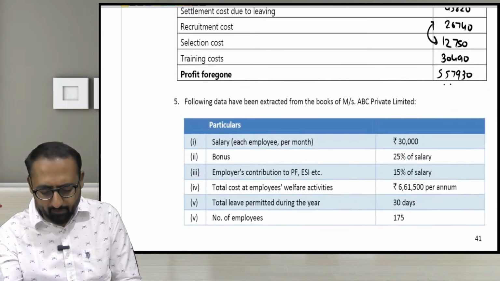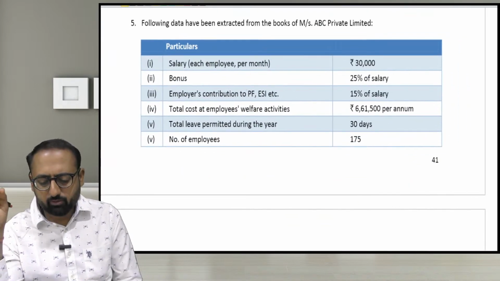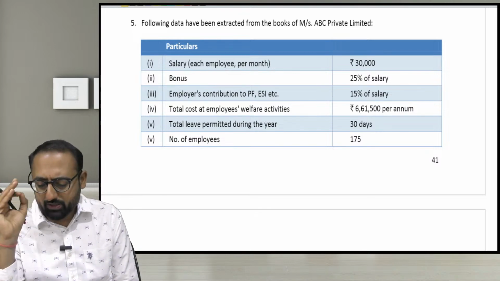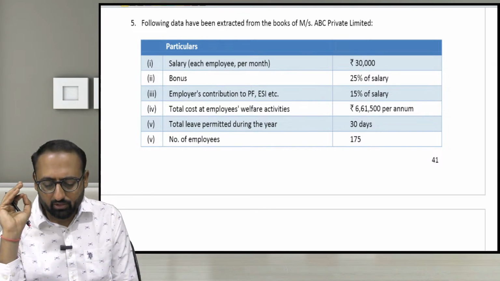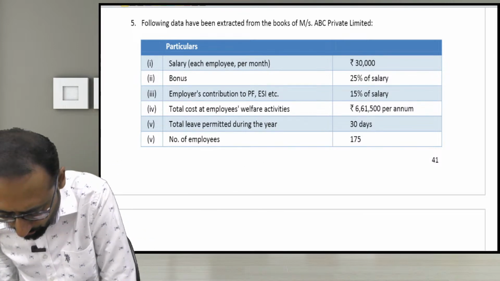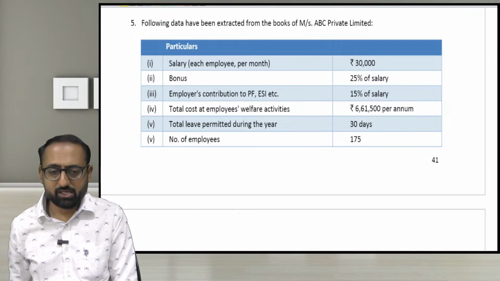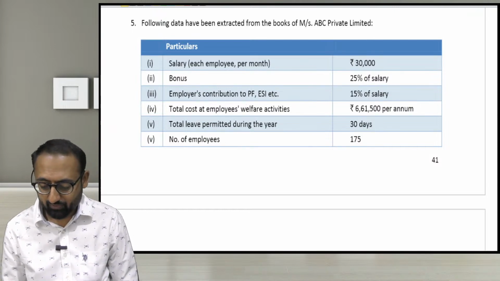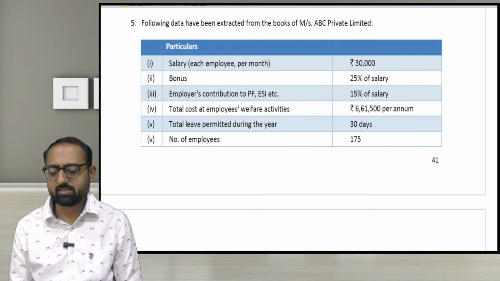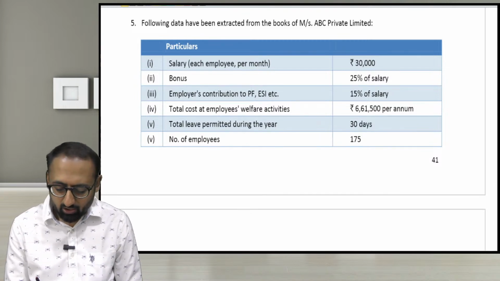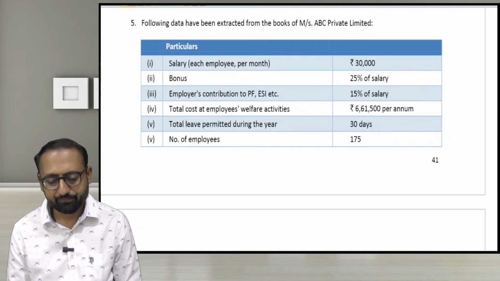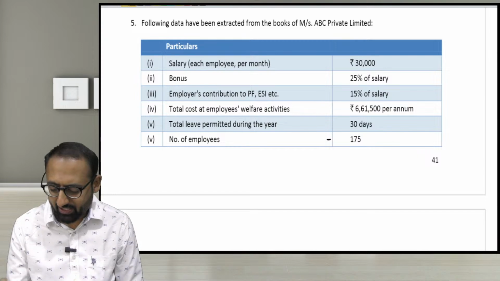Let's see. Following data have been extracted from the books of EBC Private Limited. Salary, each employee per month, 30,000. Bonus is 25% of the salary. Employer's contribution to Provident Fund and ESI, ESI means state insurance, is given as 15% of the salary. Total cost of the employee welfare activity is 6,61,500. Total leave permitted during the year is 30 days. So allowable leave is 30 days. Number of employees is 175.